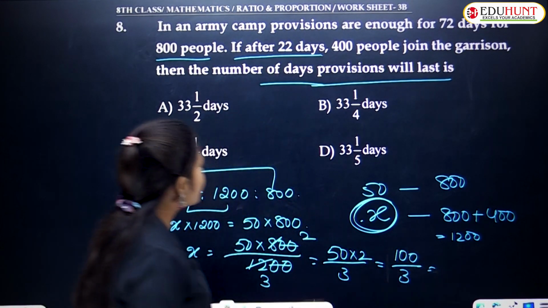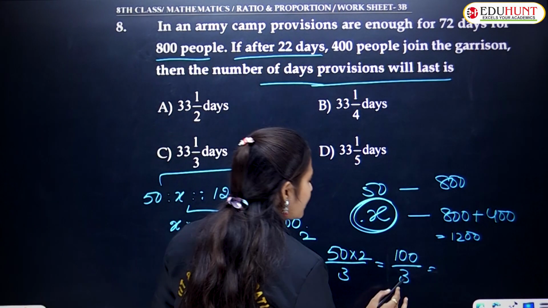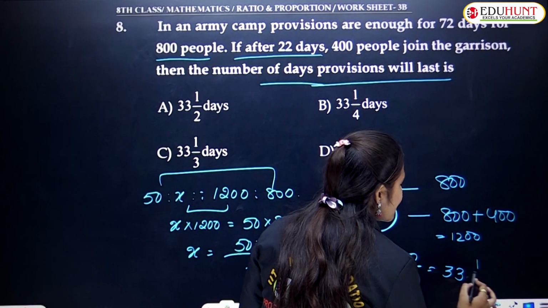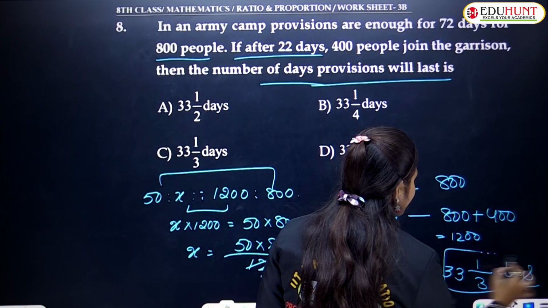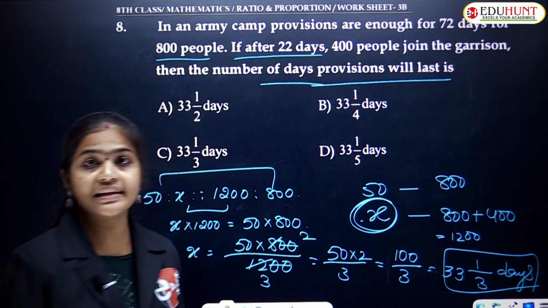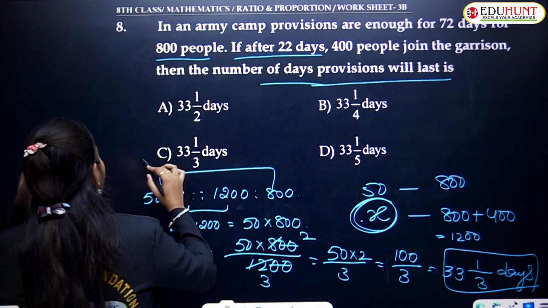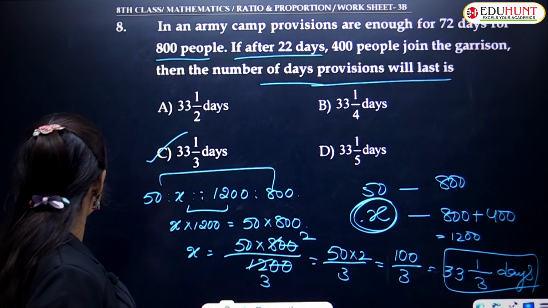So after cancellation, the answer is there in mixed fraction. So convert this one as mixed fraction. Here 33 3s are 99, 99 plus 1 is 100. So the provisions last for 33 and 1 by 3 days. Which option is correct here? 33 and 1 by 3 days. Understand? So this is that 8th one.